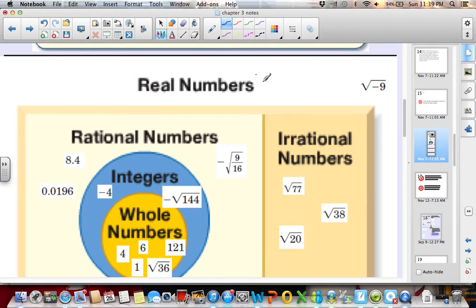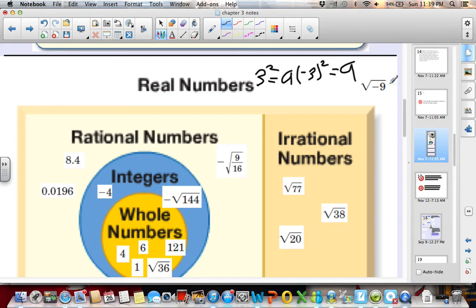Well, we know that 3 squared equals 9, so the square root of 9 equals 3. We also know that (-3), I like to always put it in parentheses so we know that it's (-3) squared, (-3) times (-3) is 9.